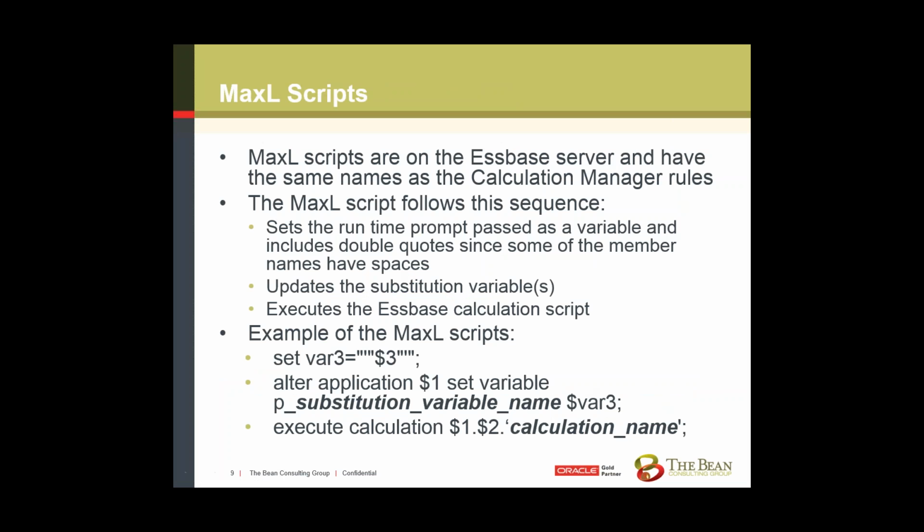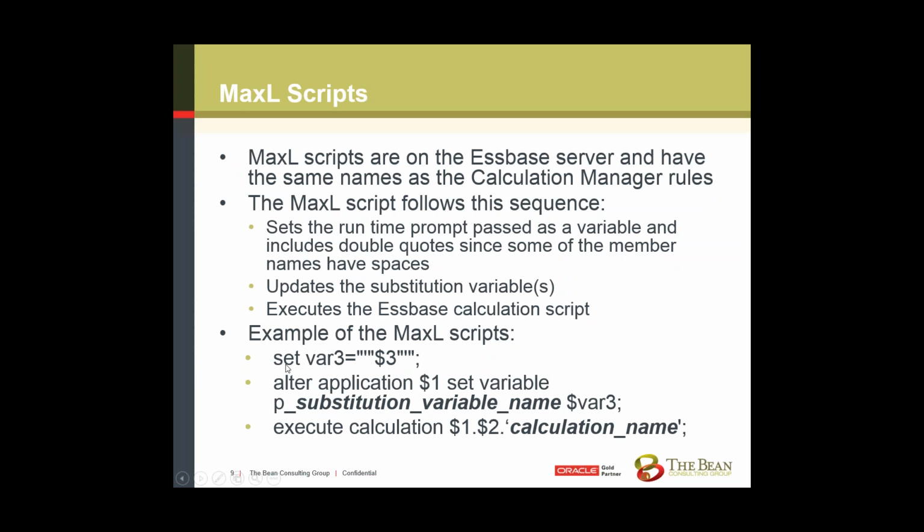The MaxL script then exists on the Essbase server, and in our case, we created the MaxL script with the exact same name as the Calc Manager rules, so that it was easy to understand how they were paired together. And then the MaxL script had these three steps. They each follow the same exact sequence. We set the runtime prompts, passed as a variable, and that runtime prompt is really a substitution variable. And then we execute the Essbase calc script that mimics the Essbase business rule that existed in the old EAS version.